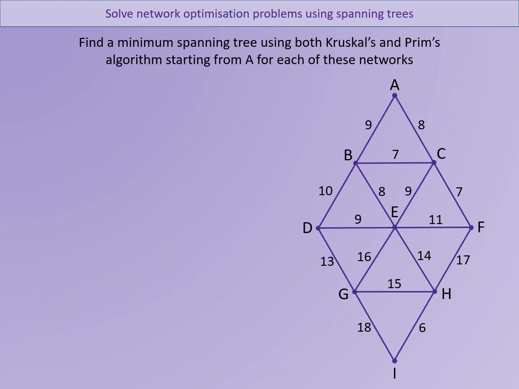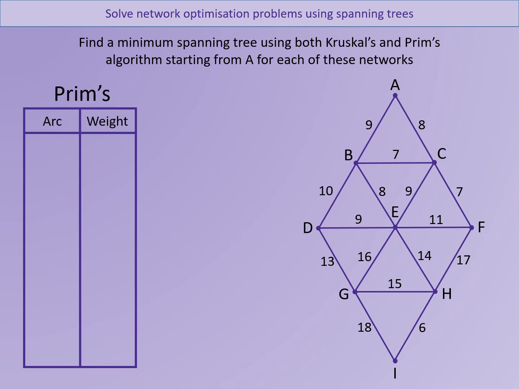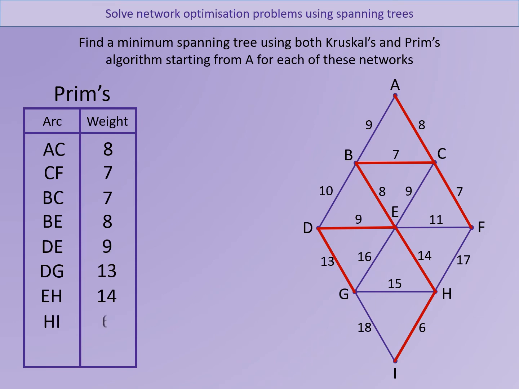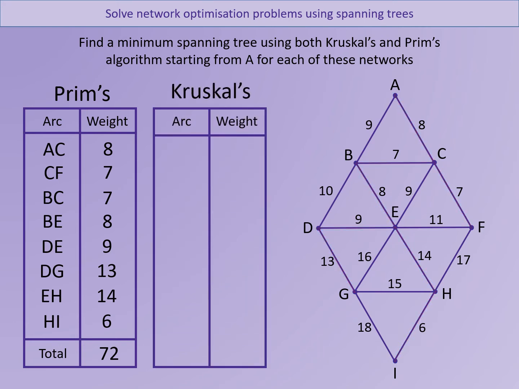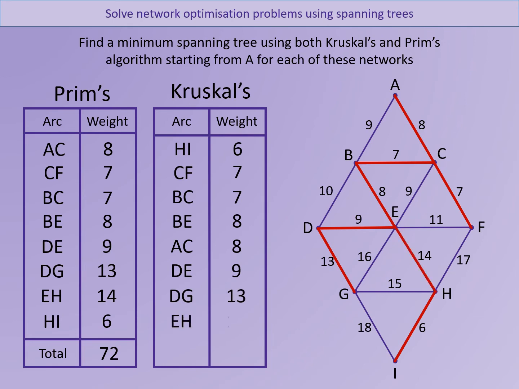So finally, Prim's algorithm from A for the third graph gives us the following solution. With a total of 72. And Kruskal's algorithm for the same network also gives us a weight of 72.